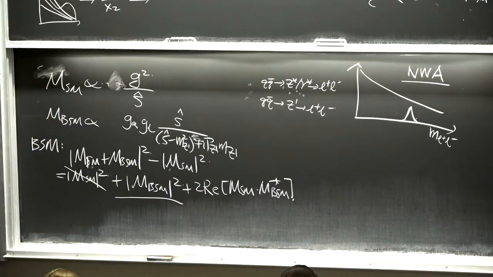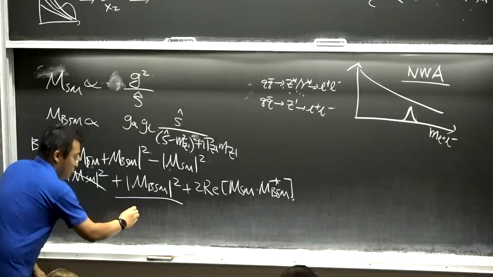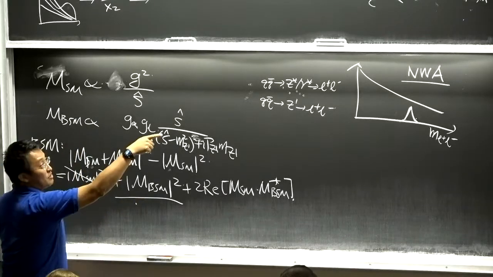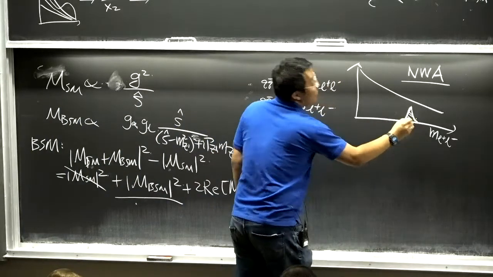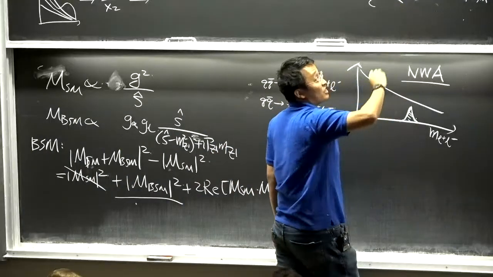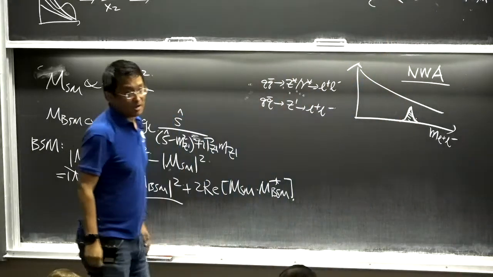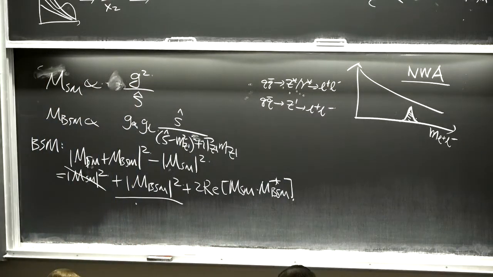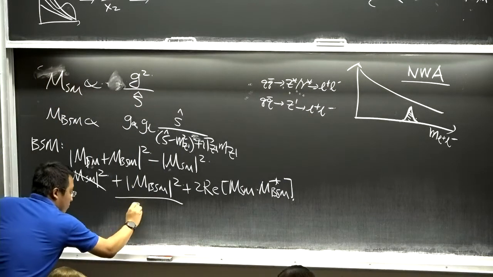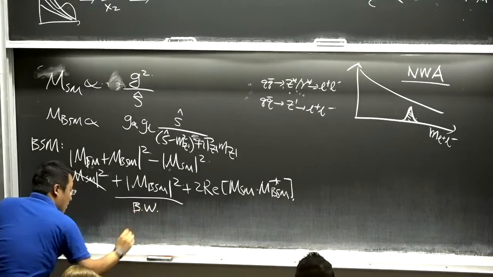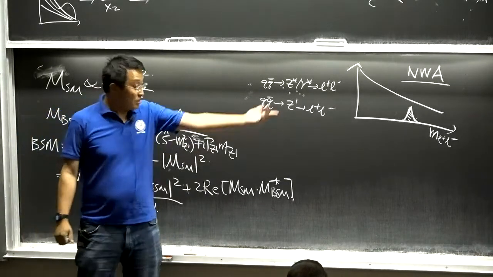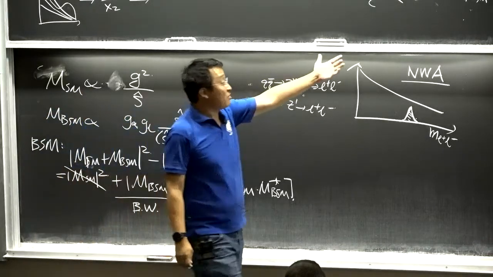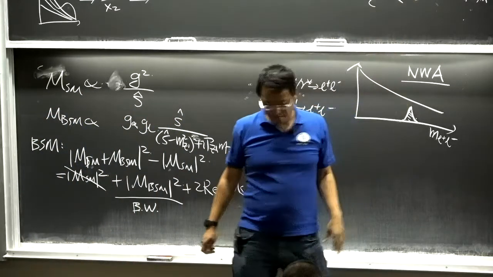Okay? So this piece, signal squared, under the narrow width approximation, its contribution, which is the area under this curve, equals cross-section times branching fraction, evaluated at its pole. This piece is called the Breit-Wigner resonance. I showed the proof of how to convert the Breit-Wigner resonance to the narrow width approximation in my notes.